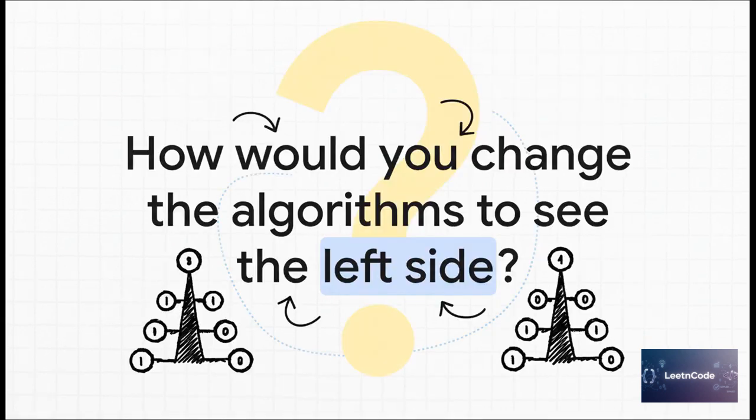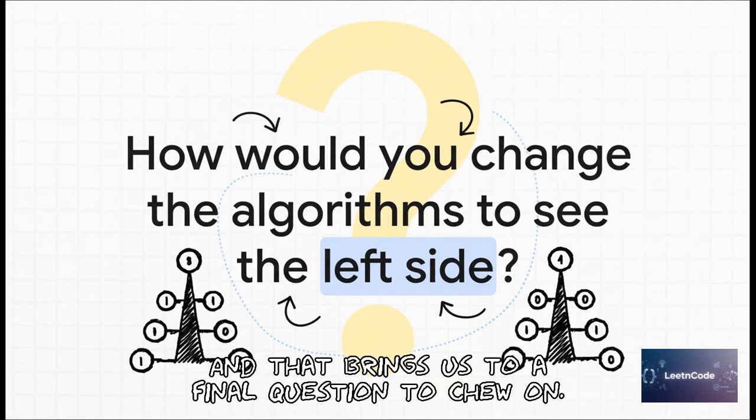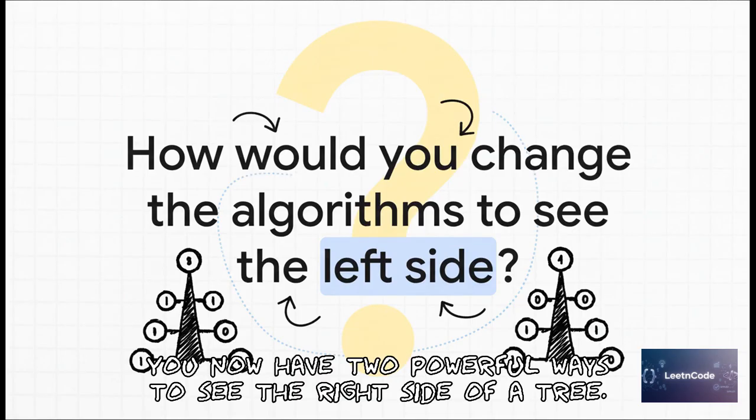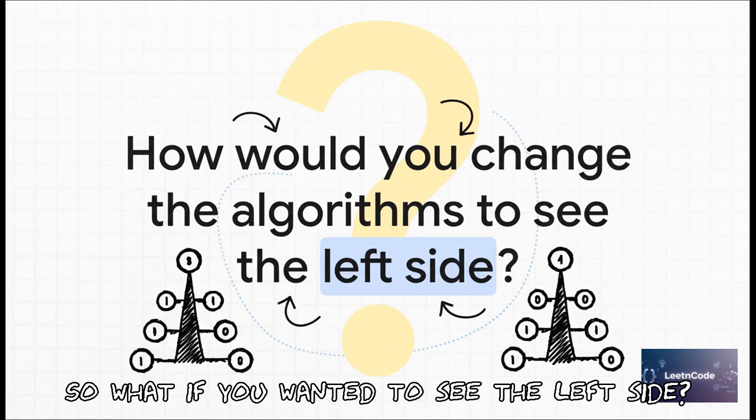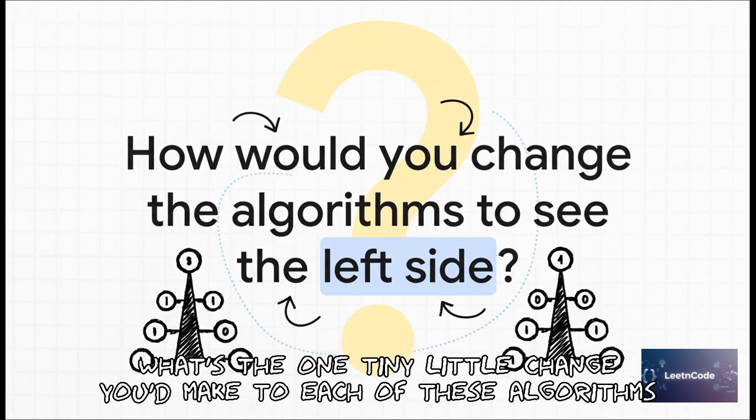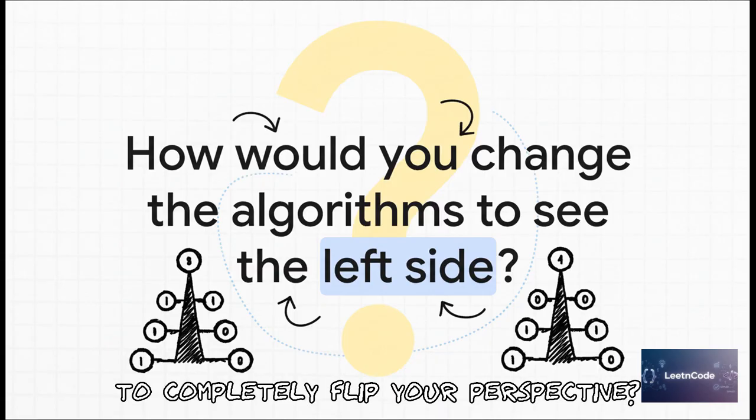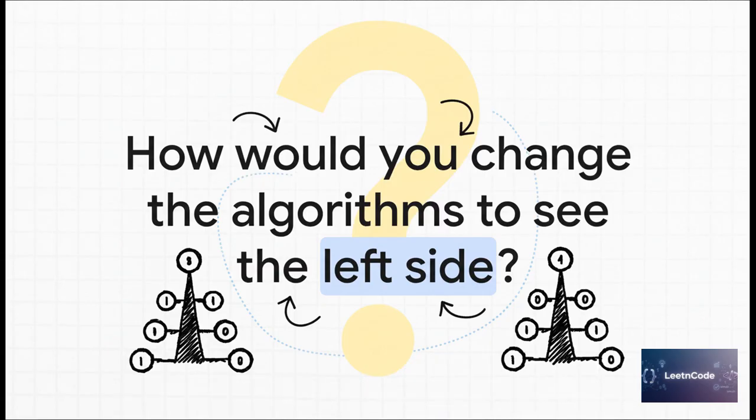And that brings us to a final question to chew on. You now have two powerful ways to see the right side of a tree. So what if you wanted to see the left side? What's the one tiny little change you'd make to each of these algorithms to completely flip your perspective? Give that some thought.